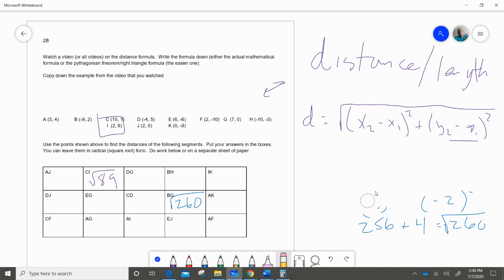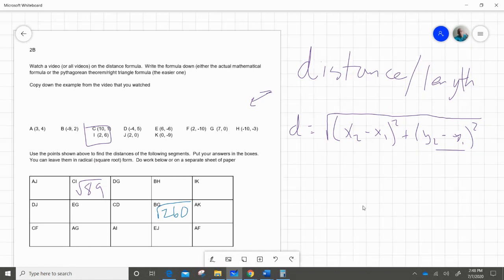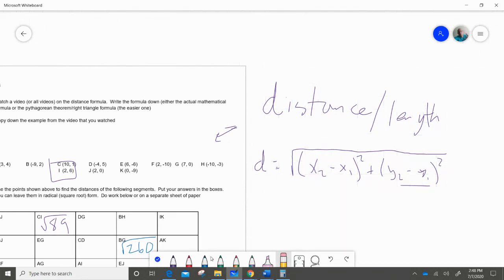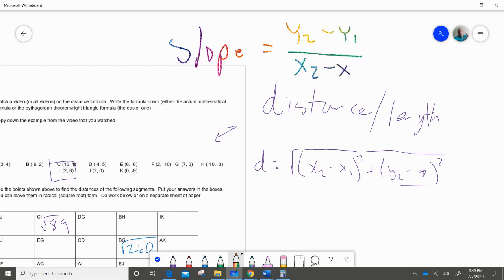There's another thing I want to do. When we found slopes, if you remember, I wanted you to leave it as a fraction and really not reduce it down. And here's why: if we find the slope, we can also find the distance easily. If you remember, what is slope? The formula for slope is y2 minus y1 over x2 minus x1, which is rise over run.